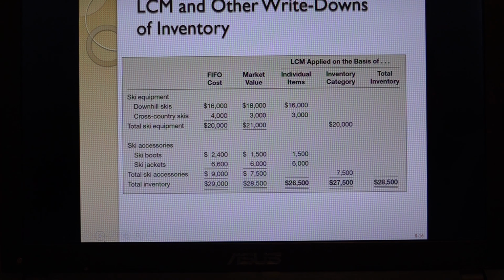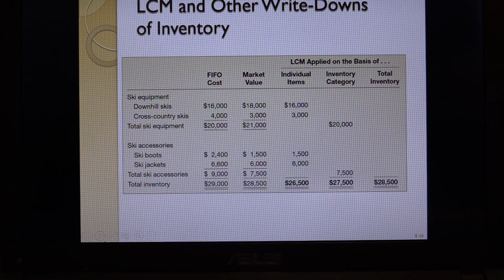If you go by category, category here is the total of all subcategories under ski equipment. Well, if you add up the subcategories, the cost is $20,000 of those two subcategories under the category of ski equipment versus $21,000 market. So you pick the $20,000 inventory category, and then go down below to ski accessories, and there the lower of cost or market is market of $7,500. So there you're going to come up with a different figure of $7,500.